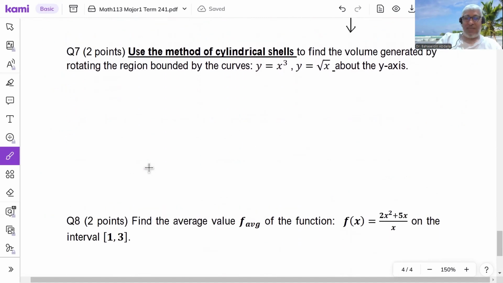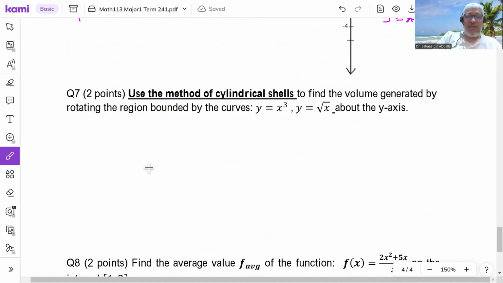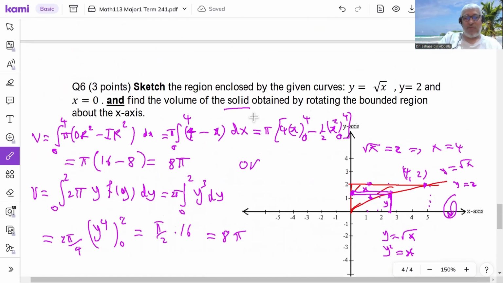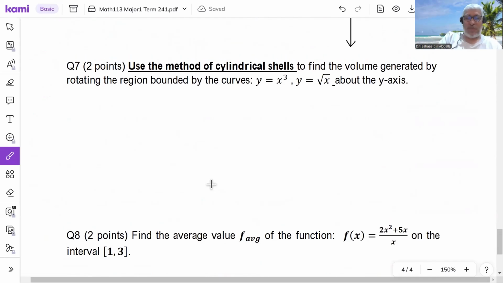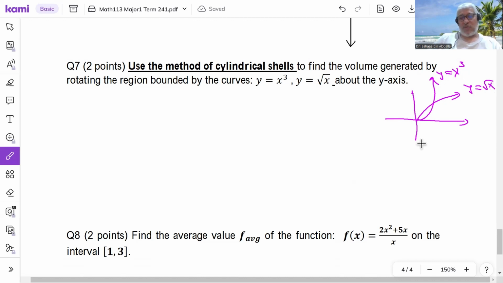Use the method of cylindrical shells. Well, here he didn't determine the method, so both are correct. You can solve both questions by cylindrical shells. Why not? Use the method of cylindrical shells to find the volume generated by rotating the region bounded by these curves. Let us draw the region. I have y equals square root of x and y equals x cube. This is y equals x cube, and this is y equals square root of x.